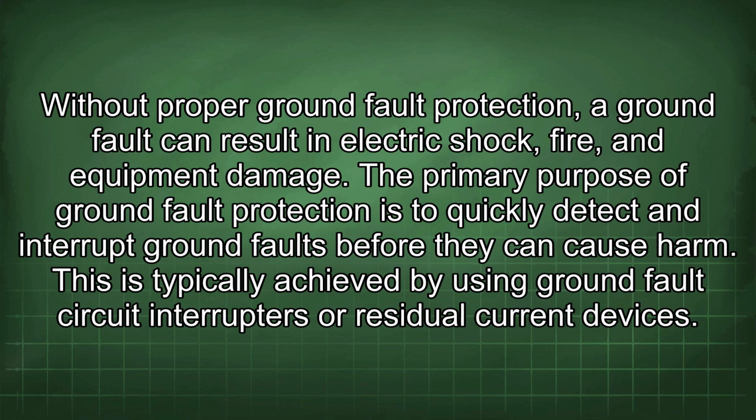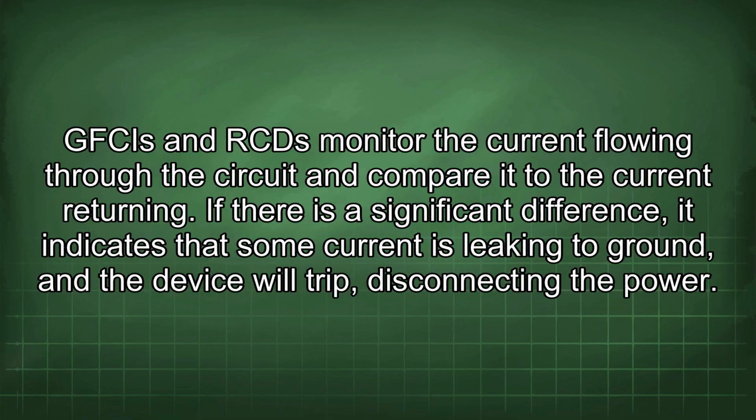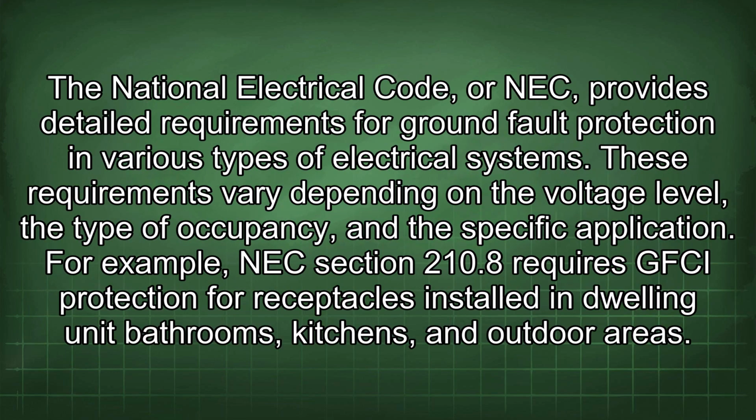The primary purpose of ground fault protection is to quickly detect and interrupt ground faults before they can cause harm. This is typically achieved by using ground fault circuit interrupters or residual current devices. GFCIs and RCDs monitor the current flowing through the circuit and compare it to the current returning. If there is a significant difference, it indicates that some current is leaking to ground, and the device will trip, disconnecting the power.